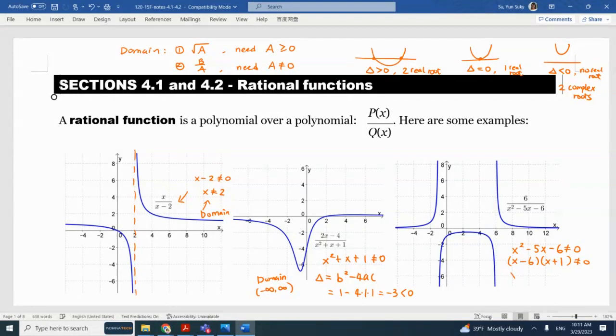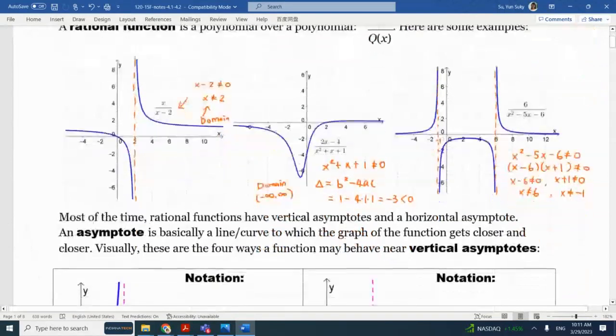All right, so therefore we have x minus 6 not equal to 0, and x plus 1 not equal to 0, so x not equal to 6, and x not equal to minus 1. Therefore, at 6 we have a vertical line, and minus 1 is here. We also have a vertical line there. The function is not defined at those two lines, right? That is the domain: x not equal to those two numbers. Okay, now we keep going.